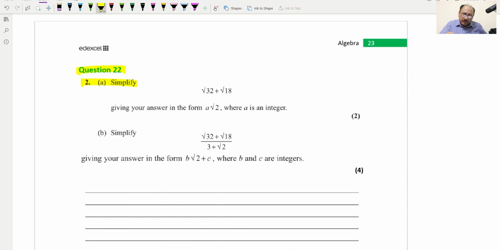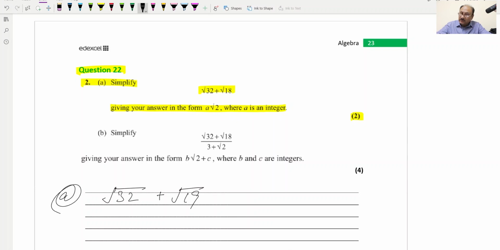question number 2 of the past paper. This one, giving your answer in the form of this, where a is an integer. This is a 2 mark question. So we have to solve this. We will write the given expression, under root 32 plus under root 18.